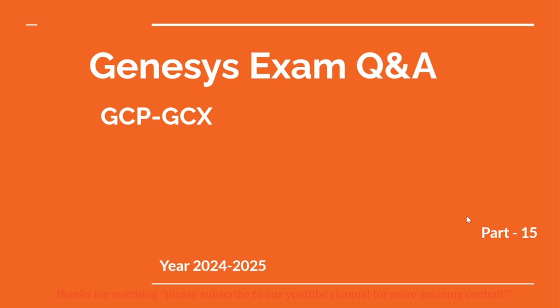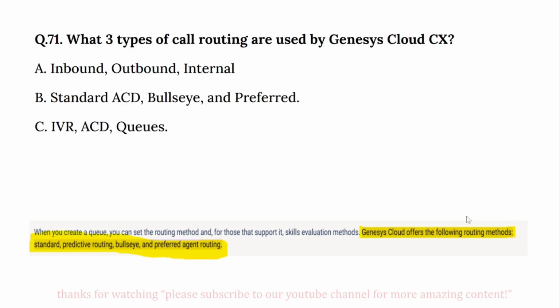So this is a part 15 video of the series, and let's continue the questions and answers. Question 71: What three types of call recordings are used by Genesis Cloud CX?